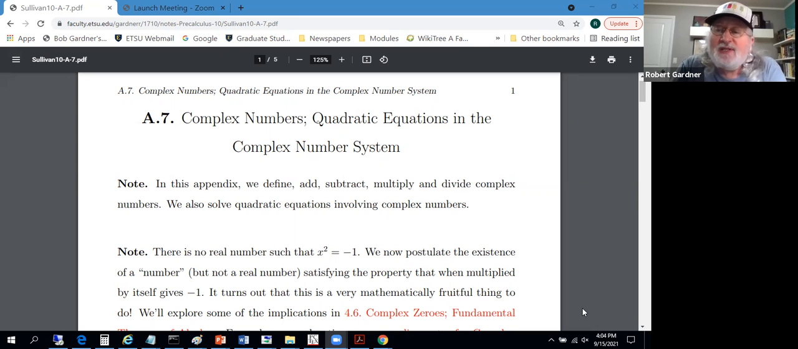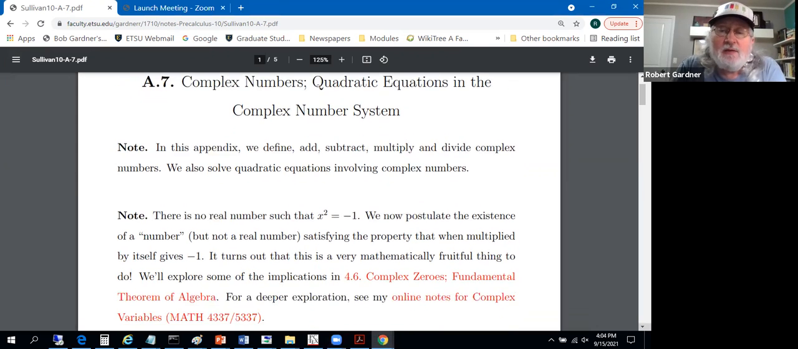In section 4.6, back in the body of the notes in the main part of the book, there's a section related to complex zeros of polynomials, and there we'll state the fundamental theorem of algebra. So between this Appendix A7 and that section 4.6, together these make a pretty good standalone introduction to complex numbers and their interaction with polynomials.